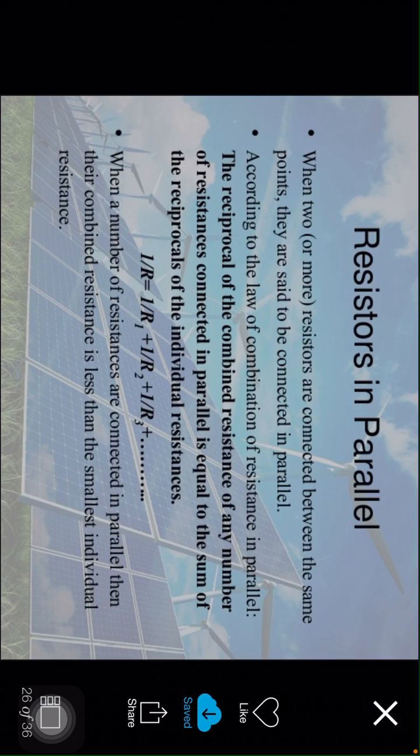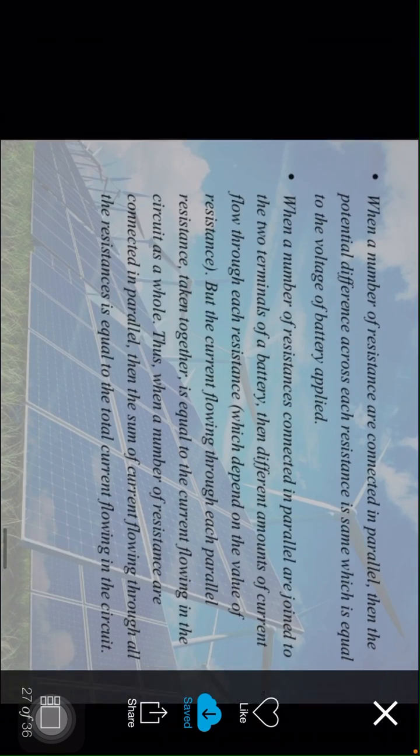According to the law of combination of resistances, in parallel, the reciprocal of the combined resistance of any number of resistances connected in parallel is equal to the sum of the reciprocals of the individual resistances, that is 1 by R equal to 1 by R1 plus 1 by R2 plus 1 by R3. When a number of resistances are connected in parallel, their combined resistance is less than the smallest individual resistance.